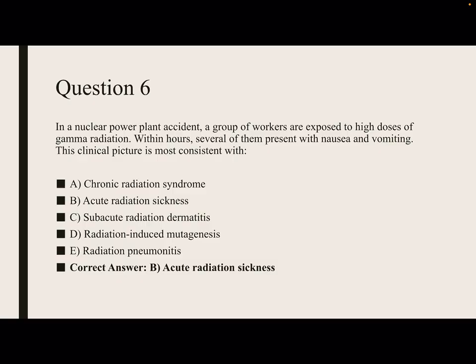Question 6. In a nuclear power plant accident, a group of workers are exposed to higher doses of gamma radiation. Within hours, several of them present with nausea and vomiting. This clinical picture is most consistent with. The answer is B. Acute radiation sickness.